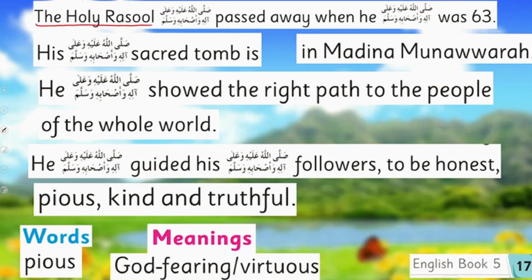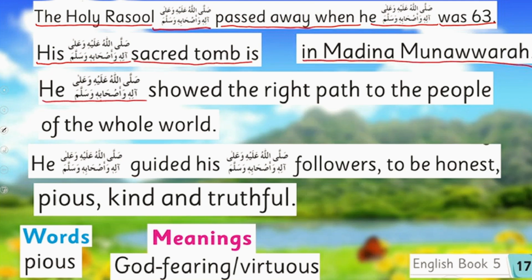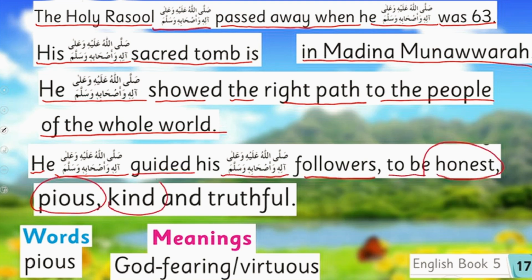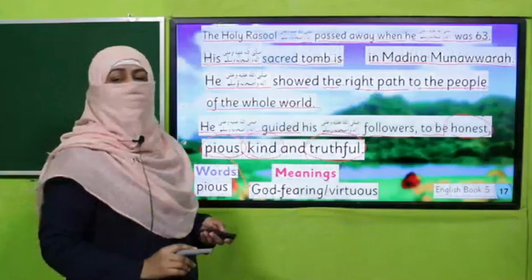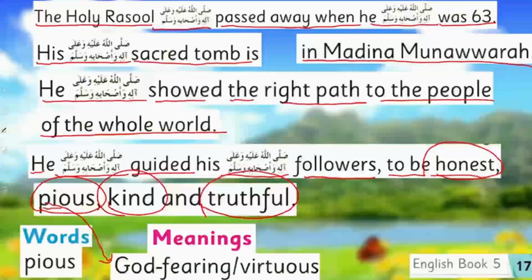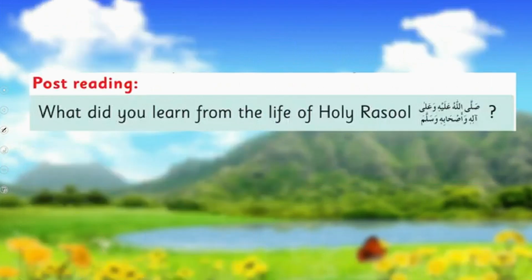The Holy Rasul sallallahu alaihi wasallam passed away when he was 63. His sacred tomb is in Medina Munawwara. He showed the right path to the people of the whole world. He guided his followers to be honest, pious, kind and truthful. And what does pious mean? God-fearing, virtuous. So he taught them that you should be honest, pious, kind, and truthful. So that's it.